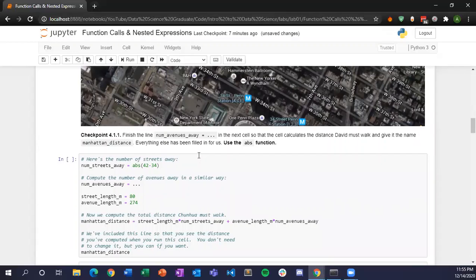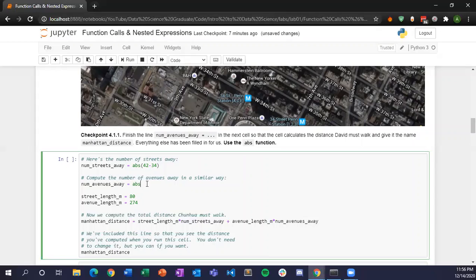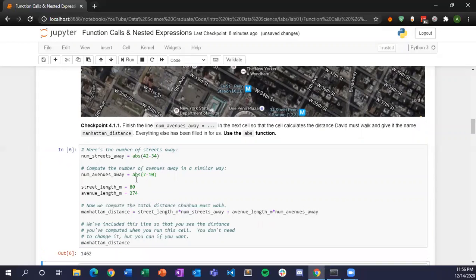So let's finish the line num avenues away so that the cell calculates the distance David must walk and give it the name Manhattan distance. Looking at how num streets away was calculated, we can compute num avenues away by taking the absolute value of 7 minus 10. And if we run this cell, we get 1,462 meters as a Manhattan distance.